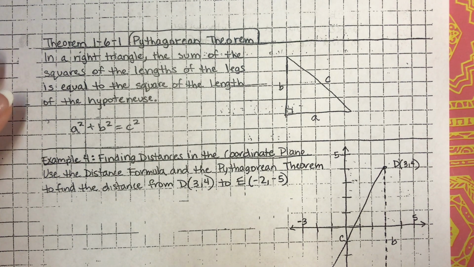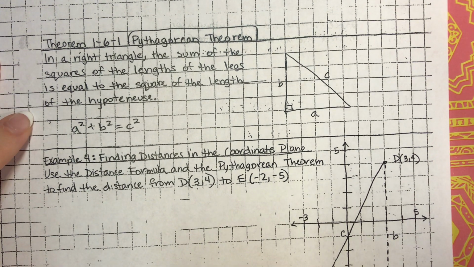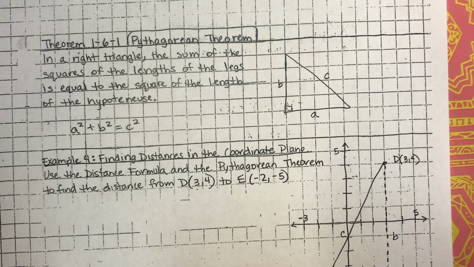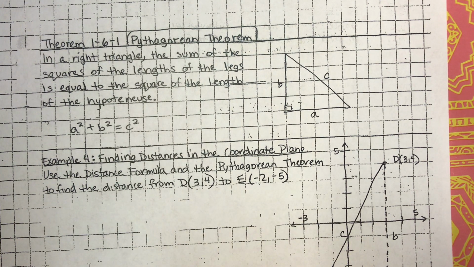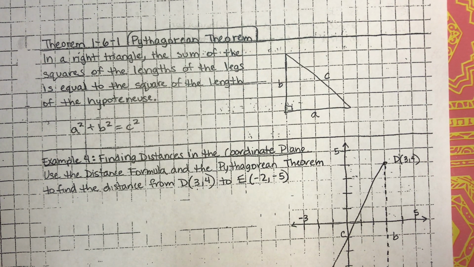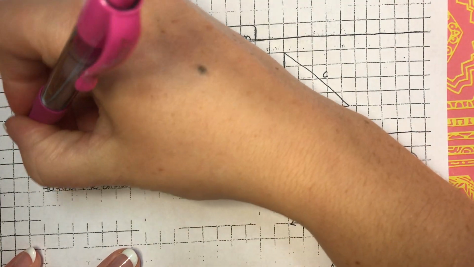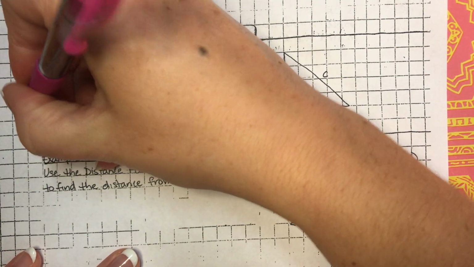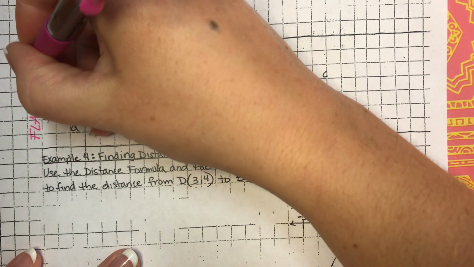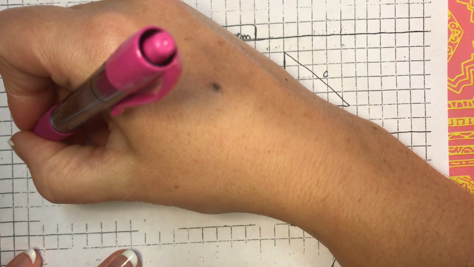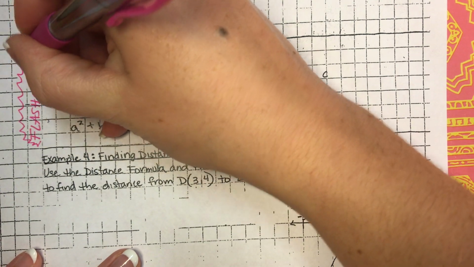First, we need to talk about the Pythagorean Theorem before we get started on example 4. The Pythagorean Theorem is just like the distance formula. It's not going away. You're going to use it. So this needs to be a flashcard. Hopefully, some of you already have it memorized. It's a lovely little theorem.